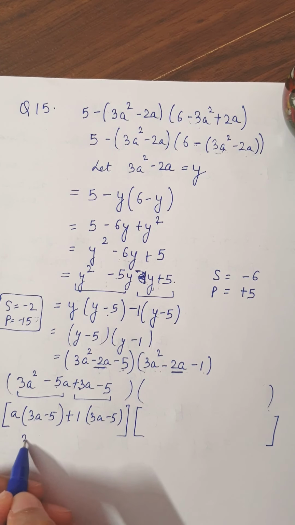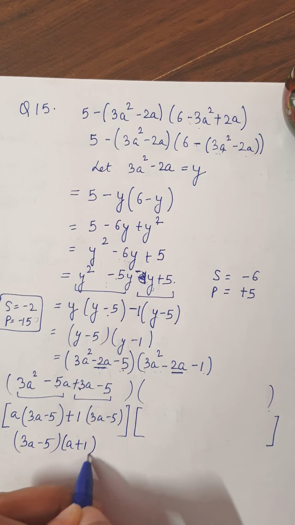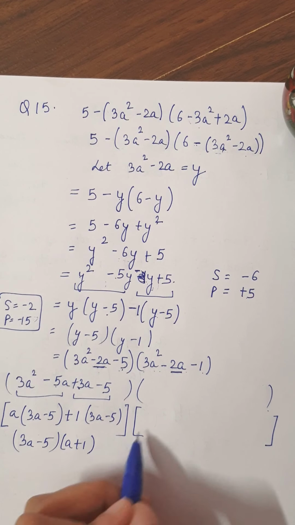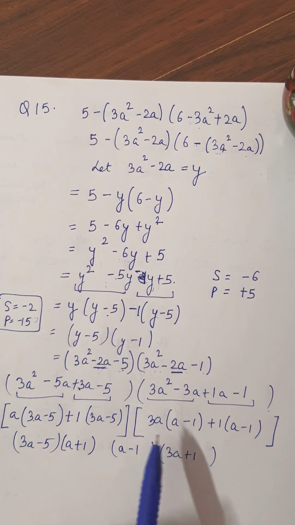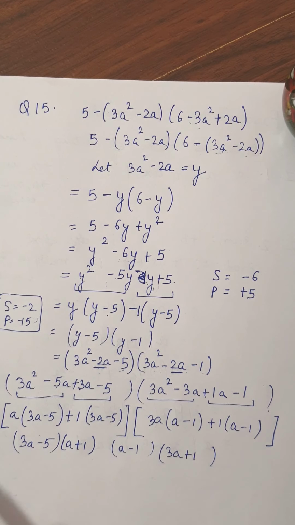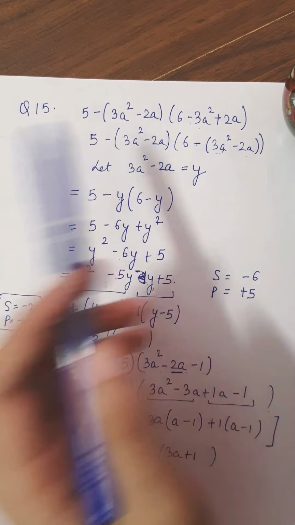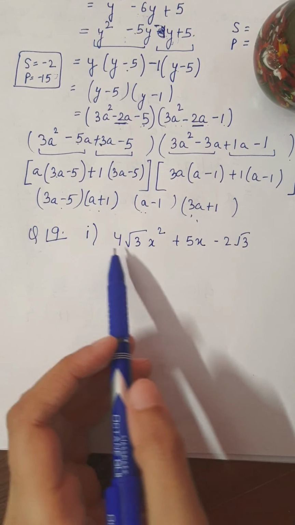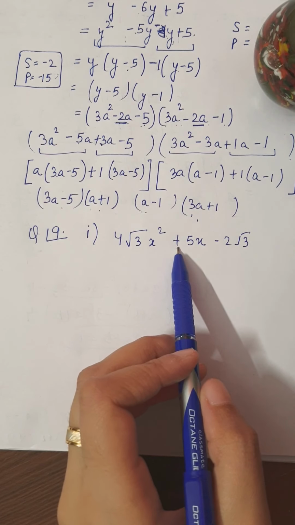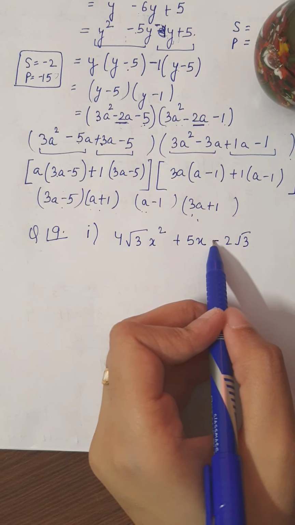Now the similar brackets 3a minus 5 and a plus 1. Now from here also you are going to get two more brackets. Solve it yourself right now. Here you can match your second factorization. So here we have 4 factors, first, second, third and fourth for the given question. 4 factors are there. Next question, 19th first part, 4 root 3x square plus 5x minus 2 root 3.